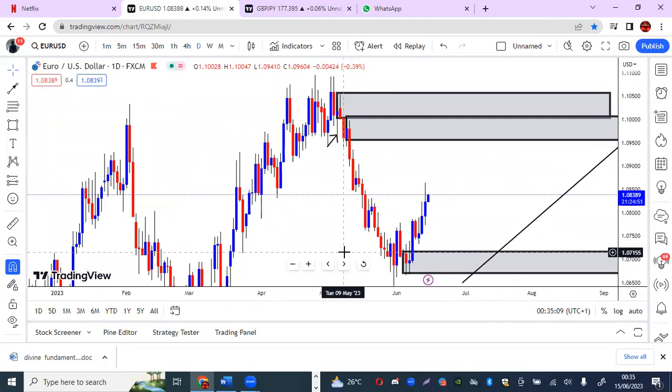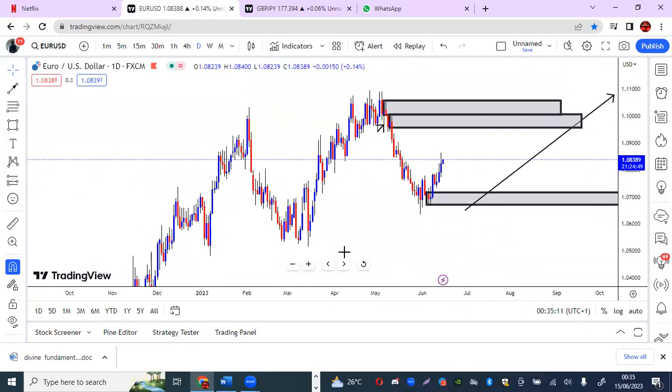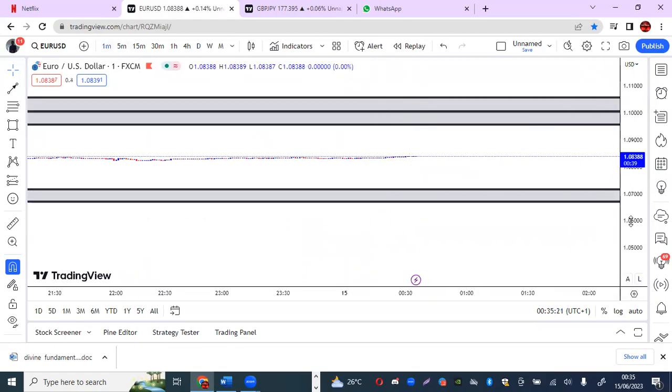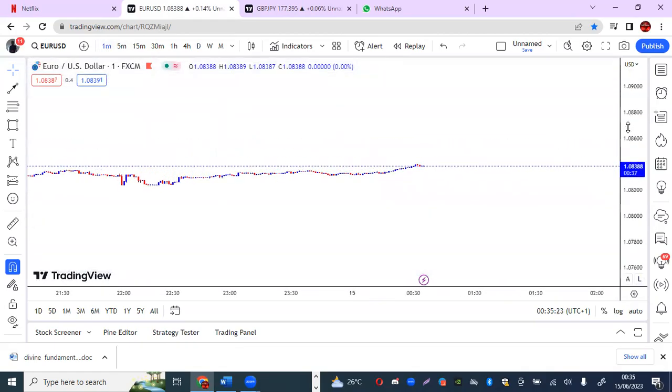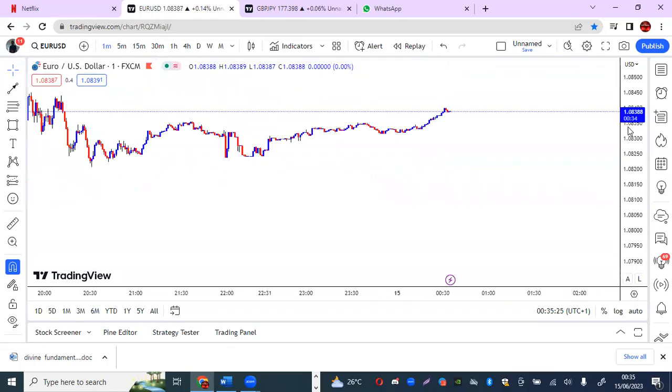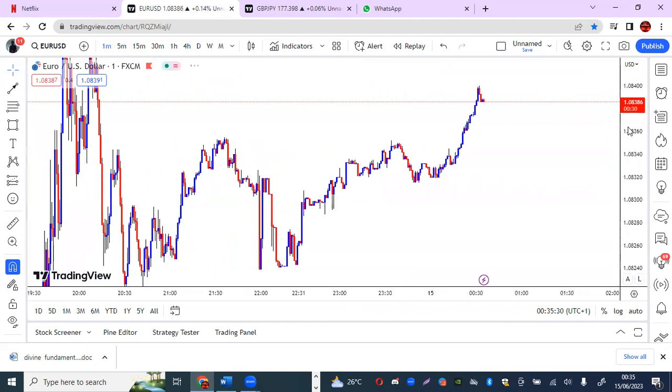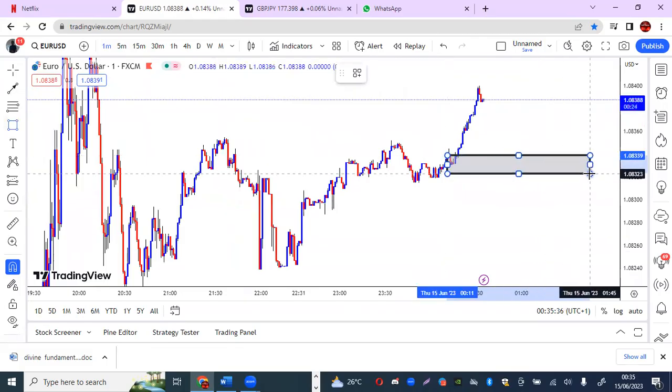Then let me look for other examples. This is the daily. Let's go up to the 1 minute. Okay, up to the 1 minute, we have zones everywhere. So we trade off zones. Look for a strong departure. This is a zone here. This is a zone here.